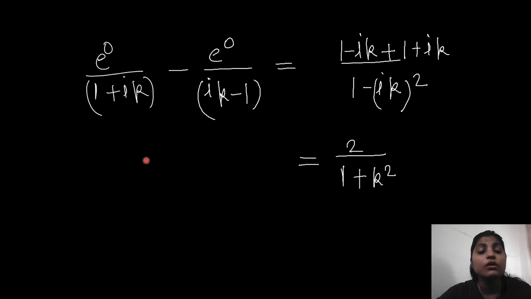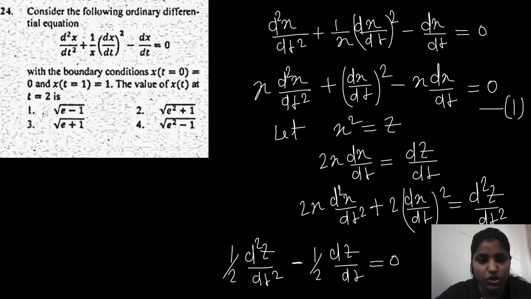Okay. Now what you will get, e to the power 0 upon 1 plus ik minus of e to the power 0 upon ik minus 1. Now solve this. So after solving, you will get 2 upon 1 plus k square. Means the option C will be correct. Okay, now let's discuss the next question.